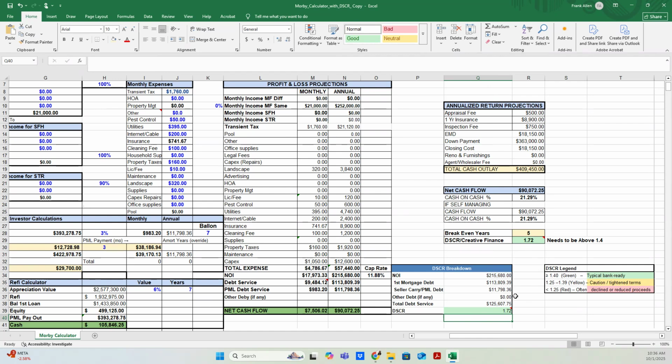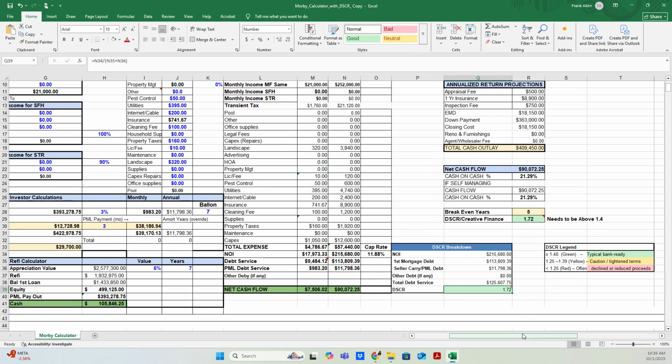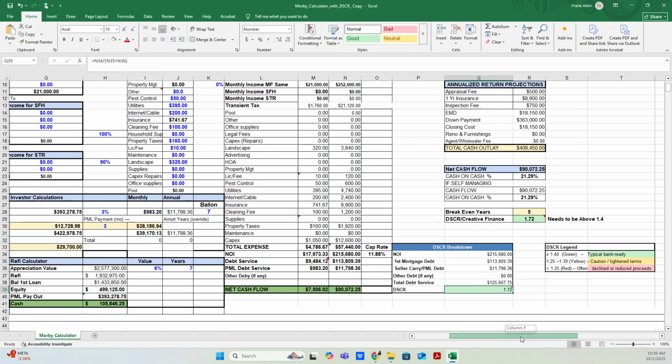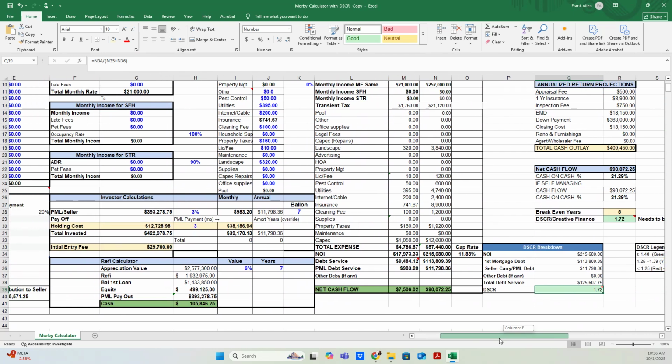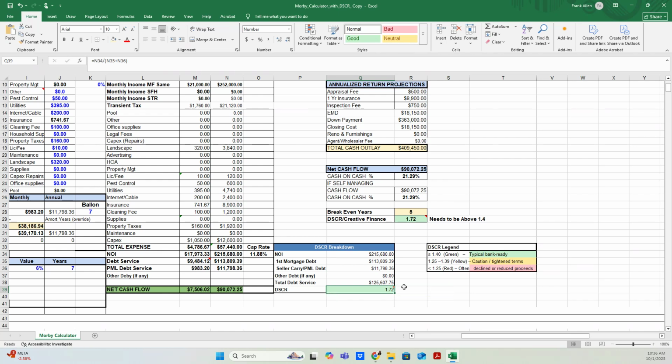So anything above 1.4, there's a big cushion there, and the lender will be happy to lend for you because they know that the revenue is there to take care of the bills. If it's in yellow, they still may lend, but they're going to be cautious about it. If it's between 1.5 and 1.39, and then obviously if it's 1.25 or less in the red, it'll probably be declined. But this is what you want to see. You want to see this pretty green right here.